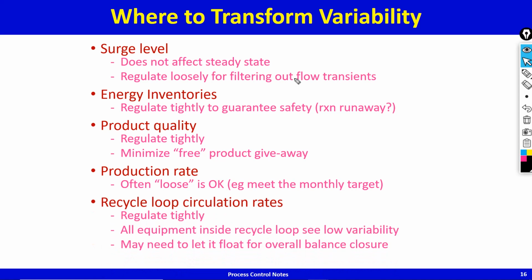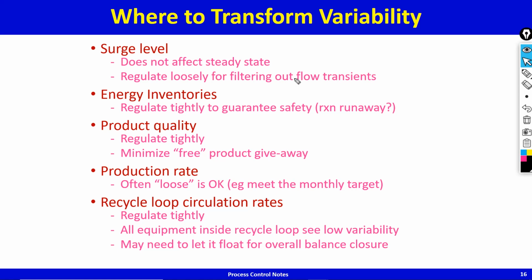What about recycle loop circulation rates, or the recycle rates? Usually these need to be regulated tightly, and if the recycle rate variability is well regulated, then the recycle rate doesn't swing as much. If the recycle rate doesn't swing as much, all equipment in the recycle loop sees relatively fixed flows, and that's good for all the equipment inside the recycle loop. However, one needs to be careful in the sense that we may need to let the recycle rate float in order for the overall balance on a plant to close.